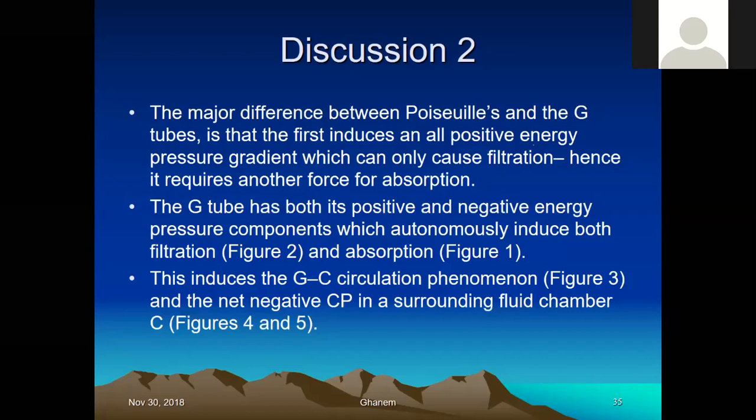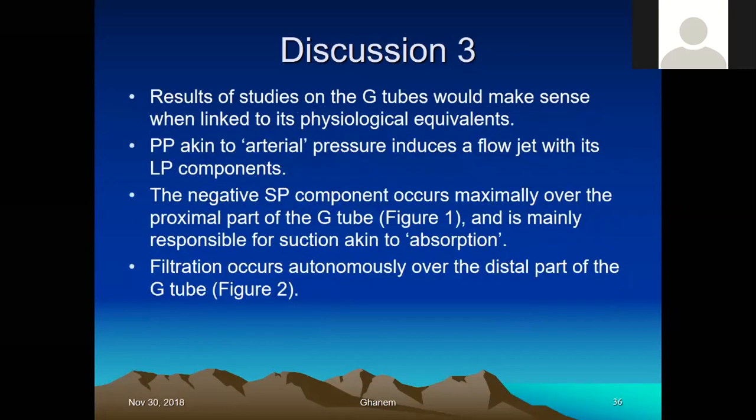This induces the GC circulation phenomenon, shown in figure 3, and the net negative chamber pressure in a surrounding fluid chamber, as shown in figures 4 and 5. Results of studies on the G-tube would make sense when linked to its physiological equivalence.